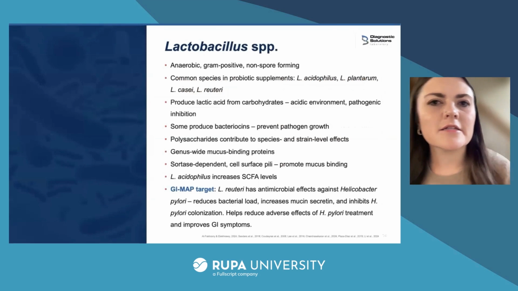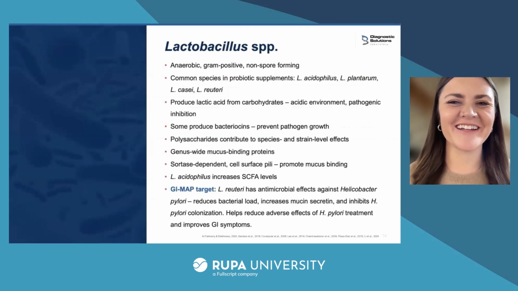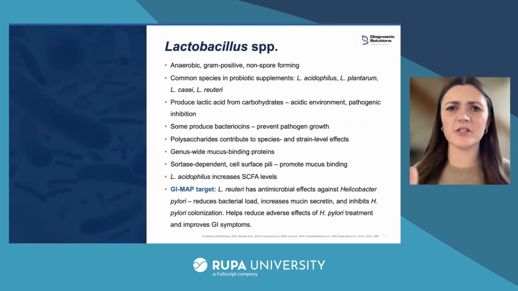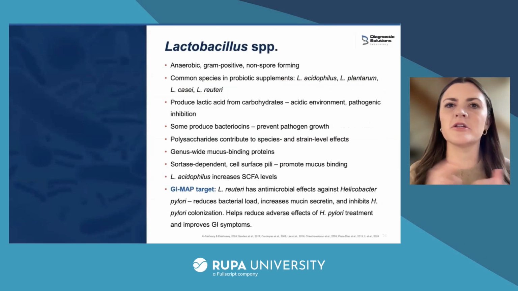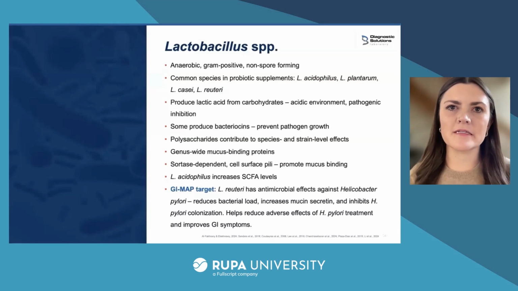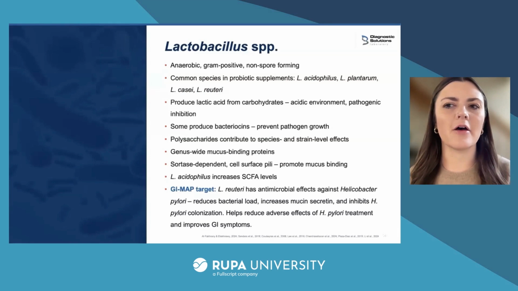All right, so to get into the traditional probiotics first, we're going to go through some properties that are shared at the genus level, just talking about lactobacillus generally, then some examples at the species level, and then just a few examples of strains. So, lactobacillus, gram positive, a couple of species that you might see in probiotic supplements, things like L. acidophilus, L. plantarum, L. casei, L. reuteri. Lactobacillus produce lactic acid from carbohydrates.